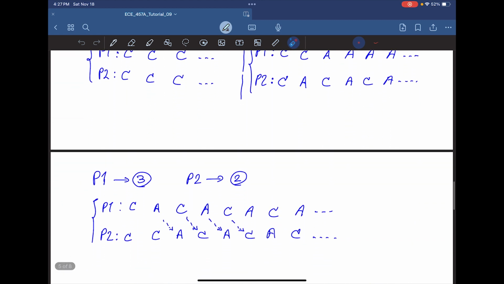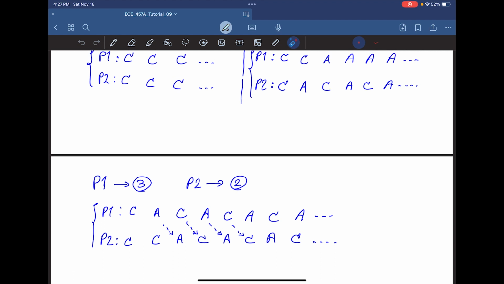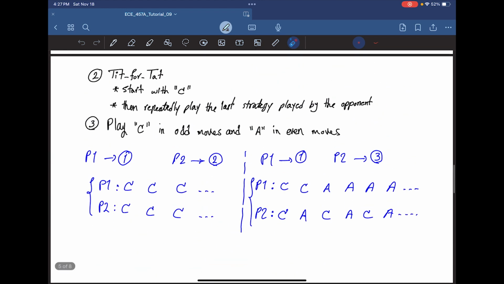Okay, let's consider another game. Let's say player 1 is playing strategy number 3, and player 2 is playing the tit for tat strategy, number 2. So they both choose C in the first time slot, and for the next time slot, for player 1, because it's playing the third strategy, player 1 will choose A because it has to choose A for even moves here.